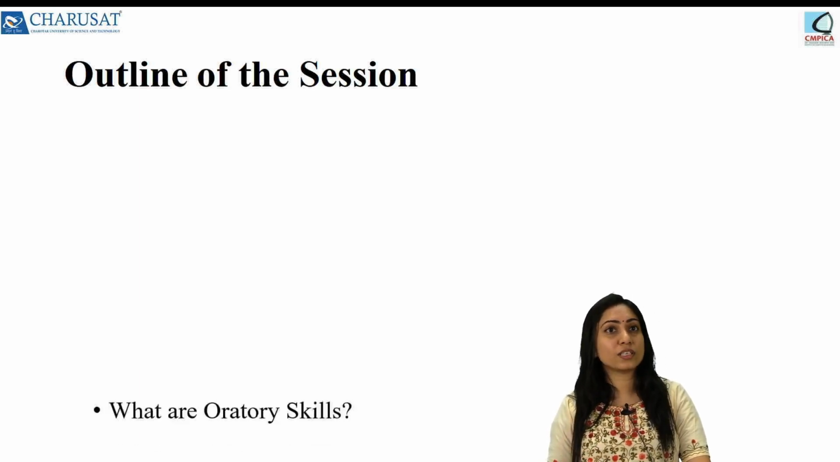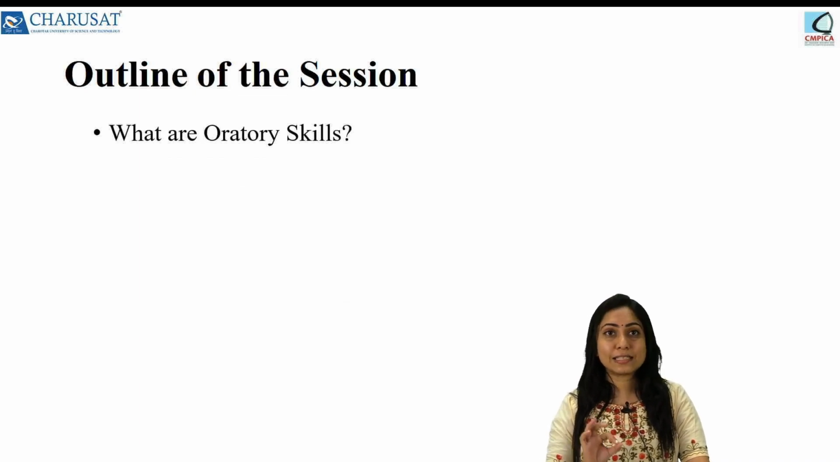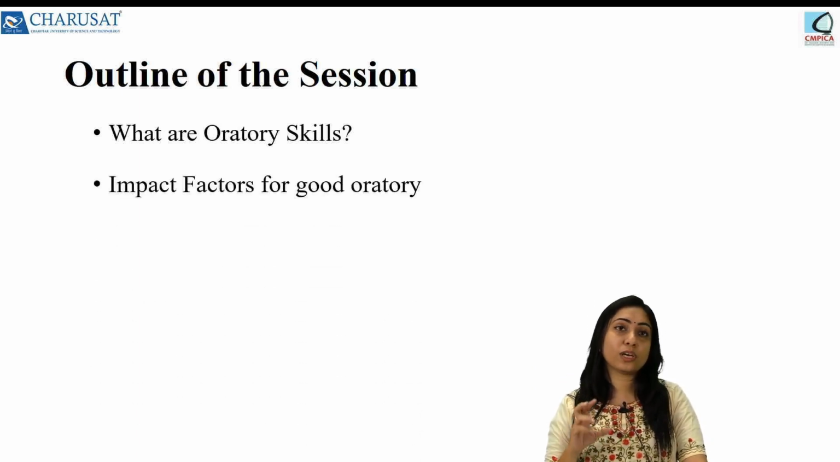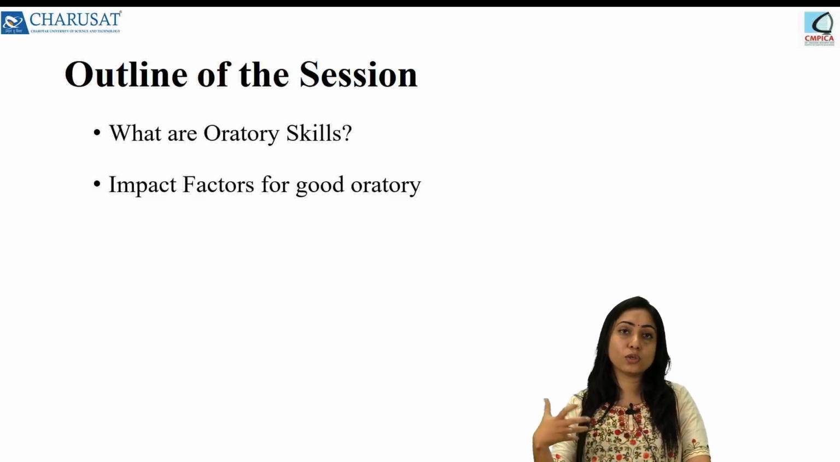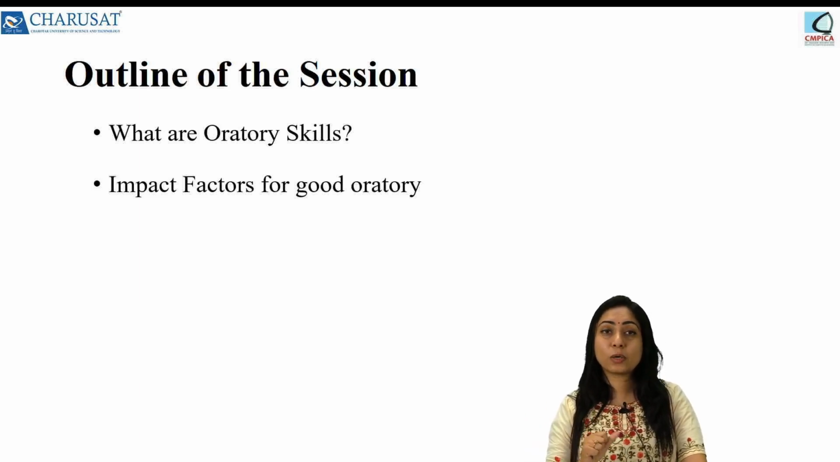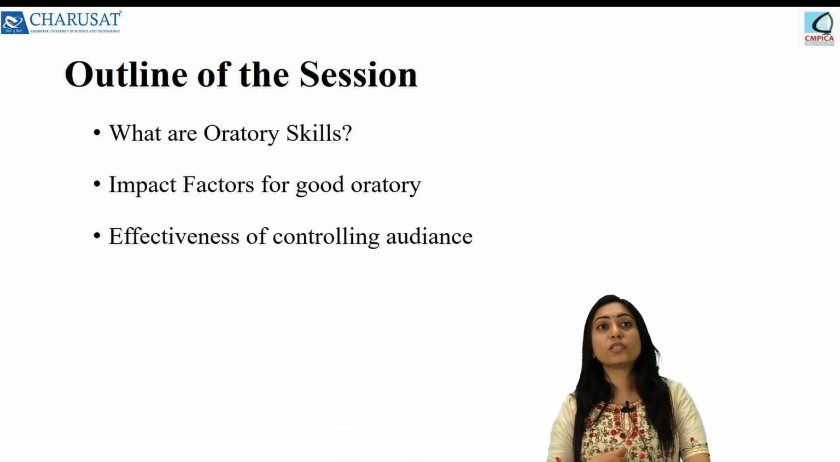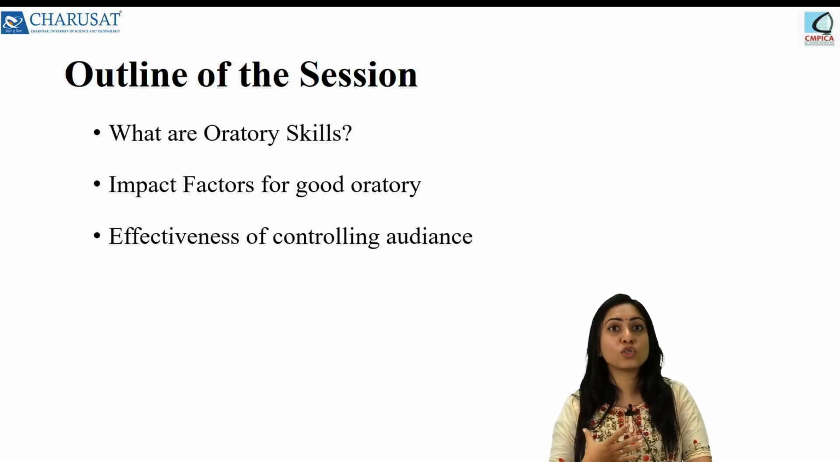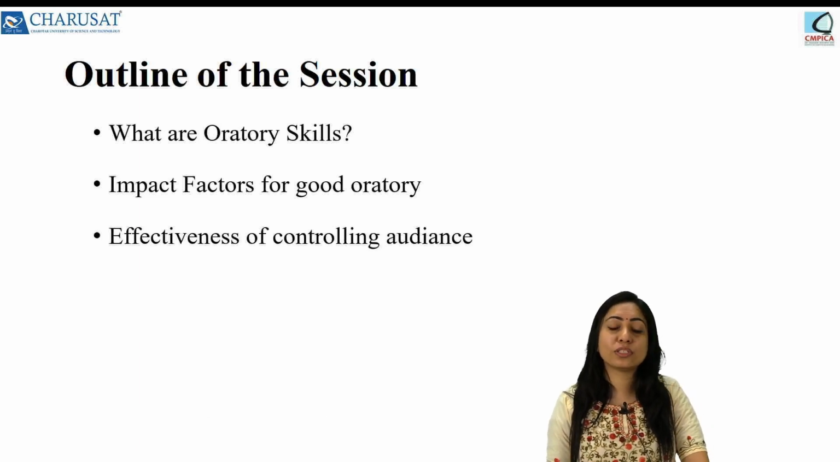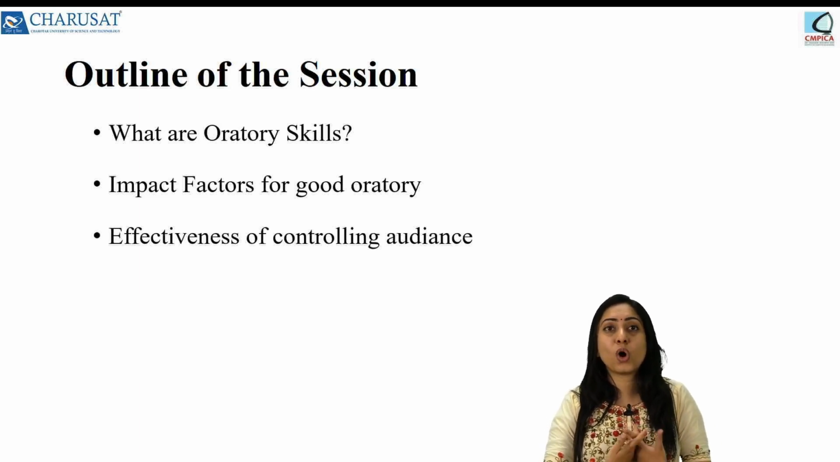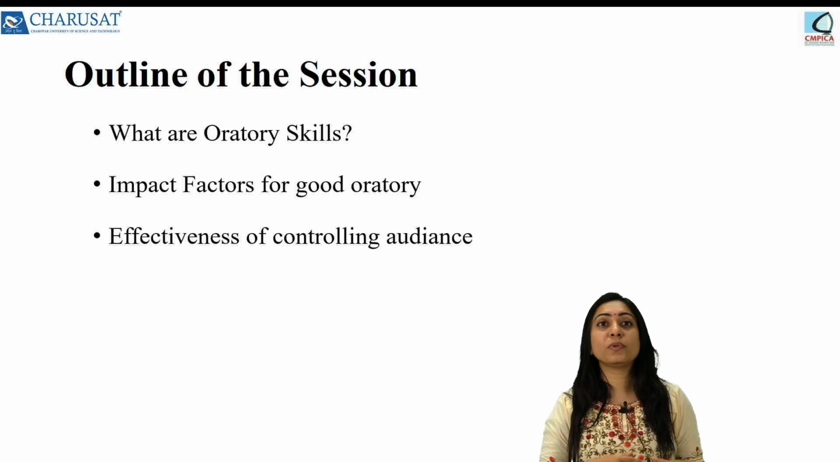The outline of the session is, first, knowing exactly what the art of oratory is and what oratory skills could be developed, right? Again, we are going to see the impact factor required for good oratory, that is good delivery. And then we are going to see the effectiveness of controlling the audience. Yes, the audience plays a major role when it comes to your oratory skills. It is all about analyzing the audience, scanning the audience, depending on the audience whether you become a good orator or not.